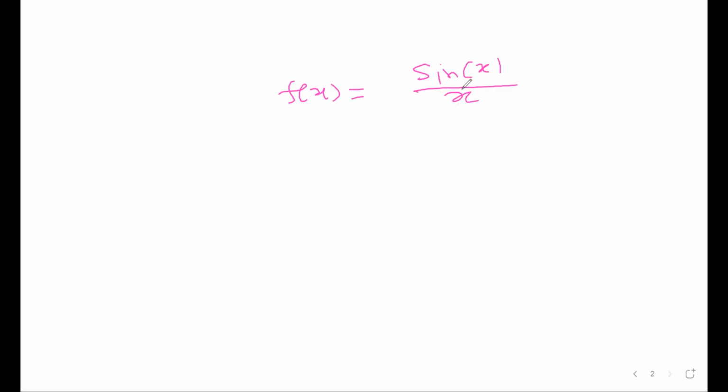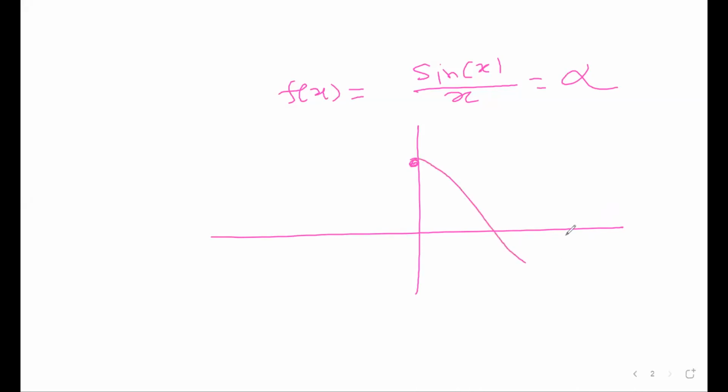If we plot this function, what is the value at x equal to 0? Infinite? No. At x equal to 0, it is simply 1, okay? This function has this shape, and it has very wide applications in many of our communication engineering. This is called the sampling function, okay?